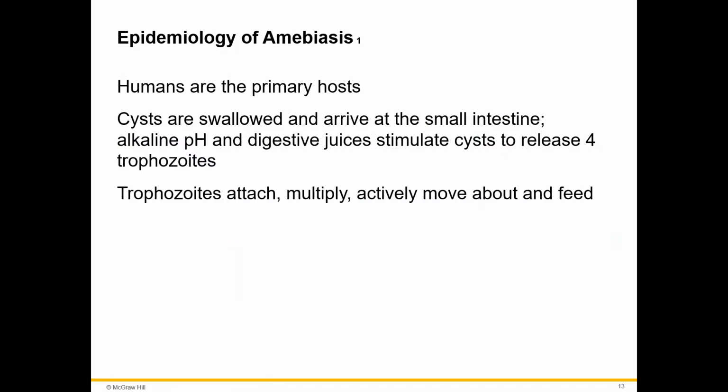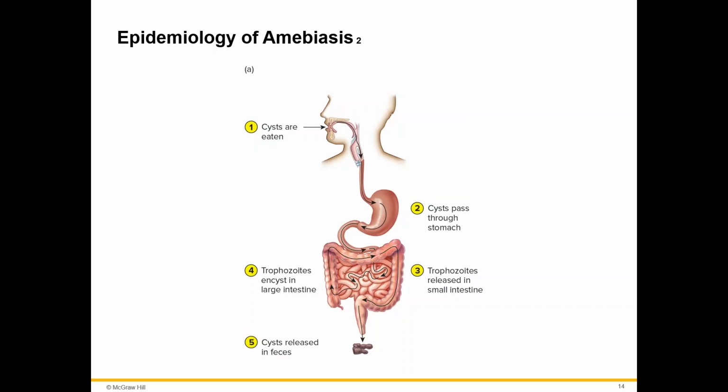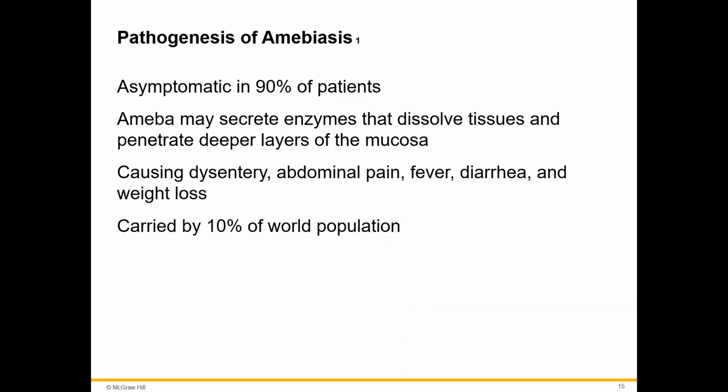Humans are the primary host for amoebiasis by histolytica, right? And so they're swallowed, and like I said, they go through the small intestine, and when it goes through that, our alkaline pH and our digestive fluids will help to stimulate these cysts to release into 4 trophozoites, and then those trophozoites will attach and multiply, and they'll basically move throughout the body and feed on us, okay? And that's how that goes.